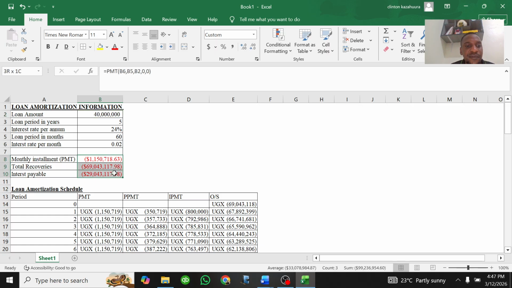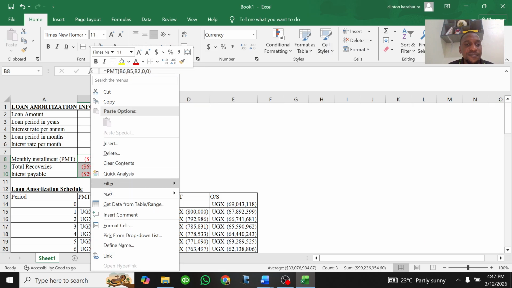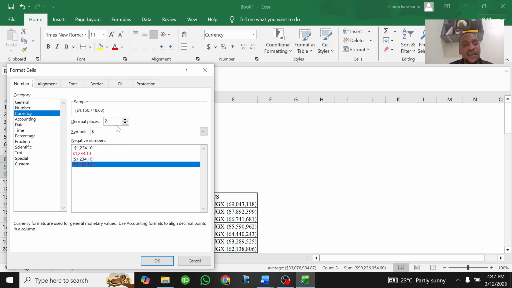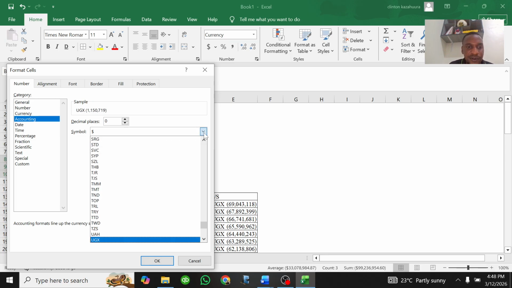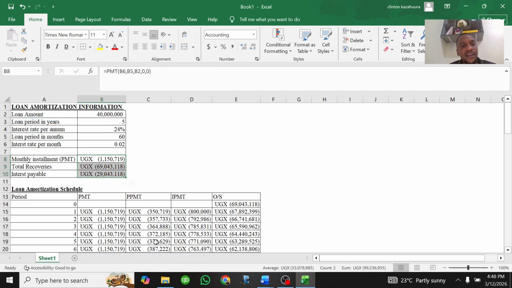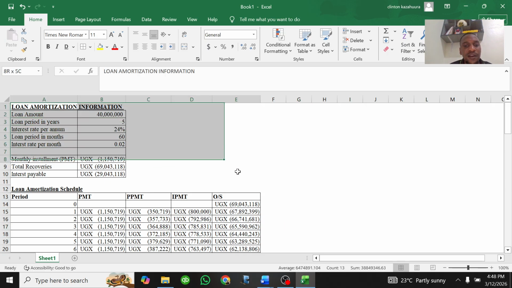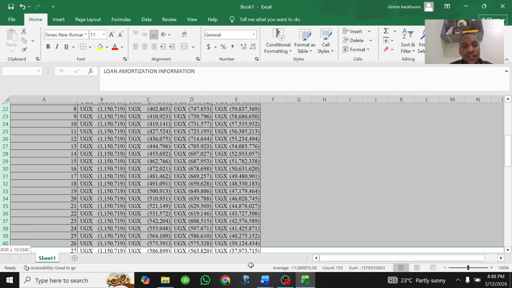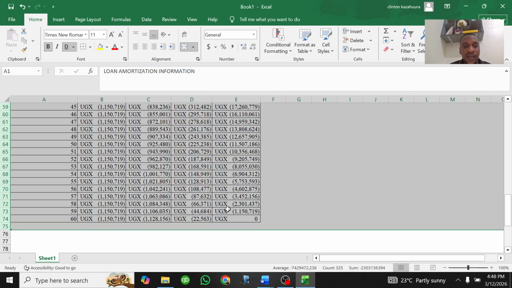so this is just, of course, there are some marks for presentation, but for me my point is home. If you know how to prepare the schedule, then you're good. Yes, you're good. I can also format these figures so that they match others. I format 0. I do accounting, the currency, I look for UGX, press OK. So you see they are also now fine. So I can also decide to bold this. And ladies and gentlemen, this is how my loan amortization schedule looks like.